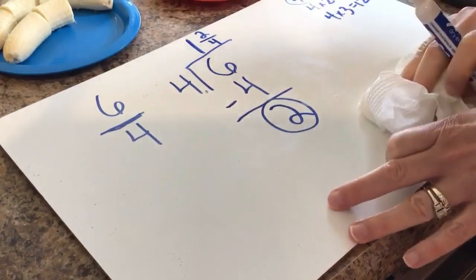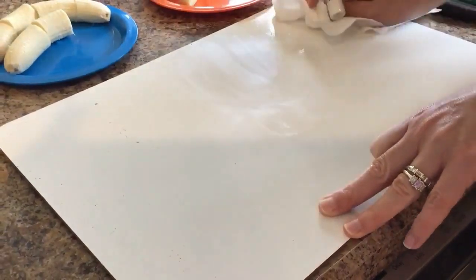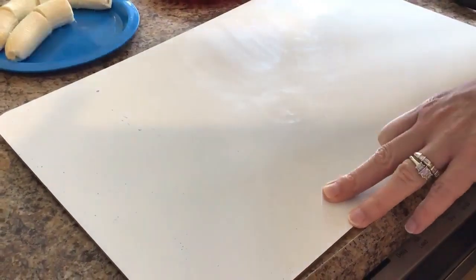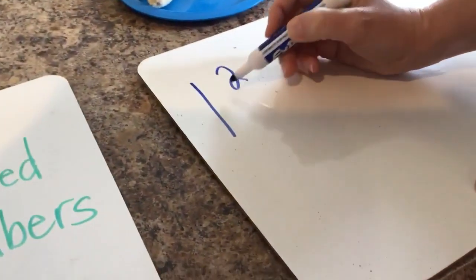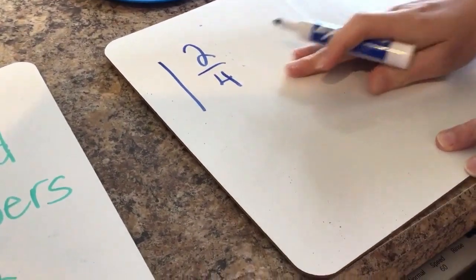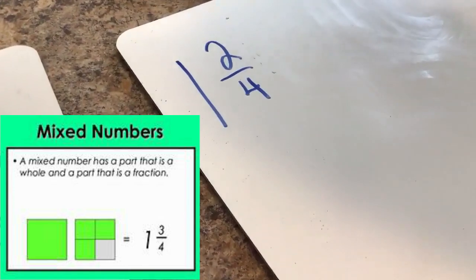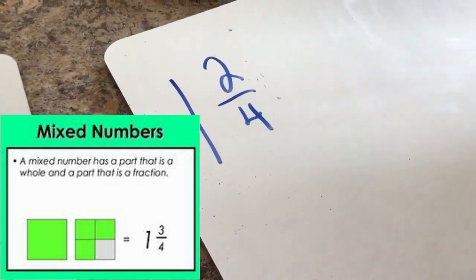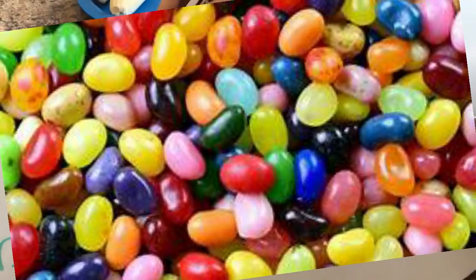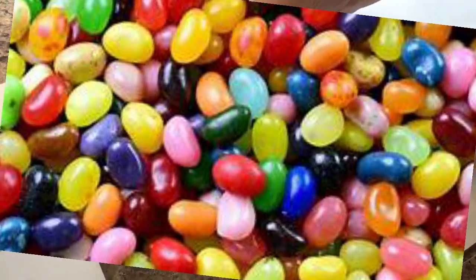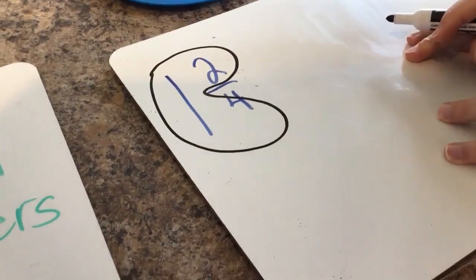Now, if we want to go the opposite way, if we want to say 1 and 2 fourths, and I want to know what that is as an improper fraction, I can use the Jellybean method. If you remember, we call it the Jellybean method because it kind of looks like a jelly bean, like that.